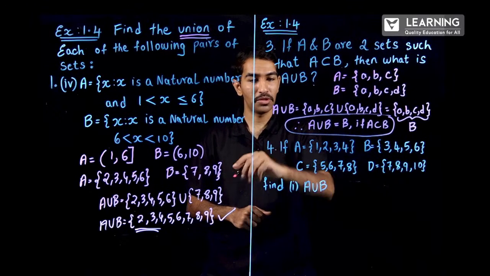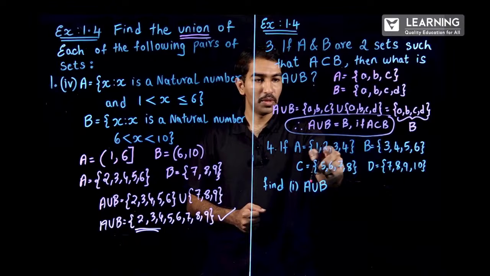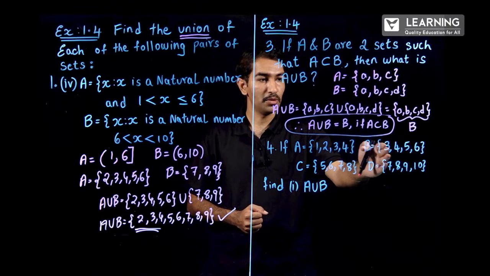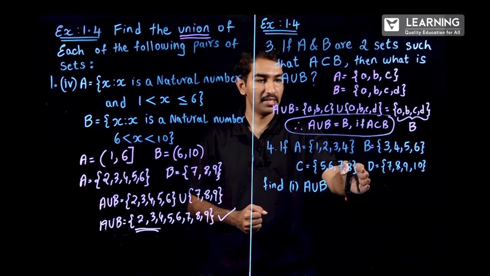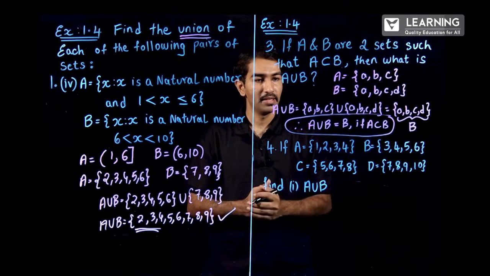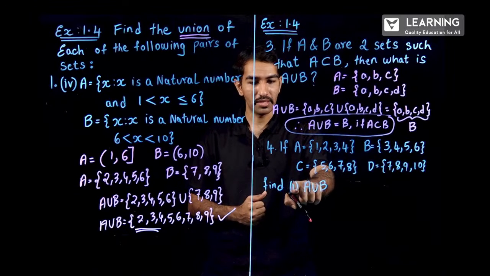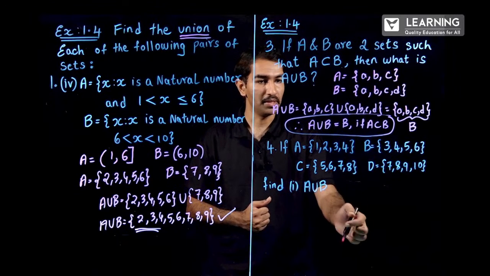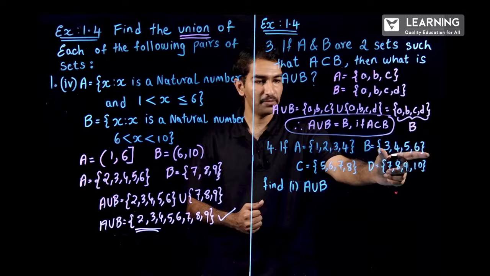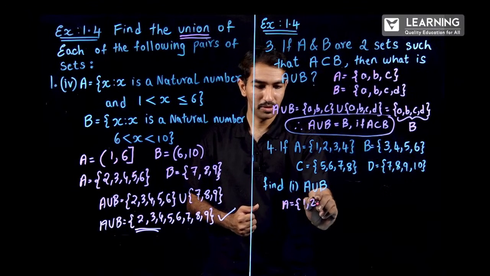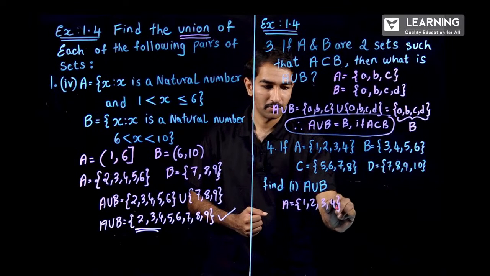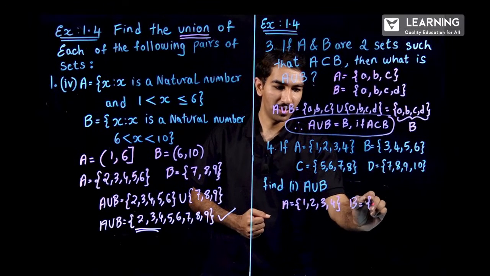Exercise 1.4, fourth question. If A is equal to 1, 2, 3, 4, B is equal to 3, 4, 5, 6, C is equal to 5, 6, 7, 8 and D is equal to 7, 8, 9, 10. What should we find out here? The very first sub question under the fourth one, A union B. So we have A, we have B. Let's write them both. So A will be equal to 1, 2, 3, 4. B will be equal to 3, 4, 5, 6.